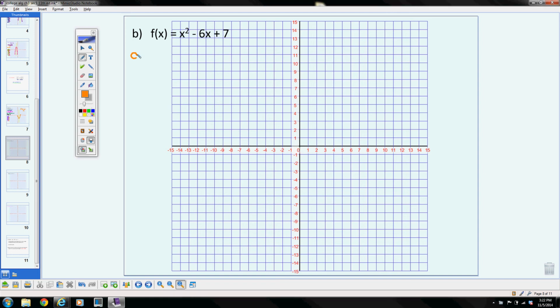So I need to find my a. a is equal to 1. It's the number in front of the x squared. My b is equal to negative 6. That's the number in front of the x. Now I'm going to use the formula to find the x value of my vertex.